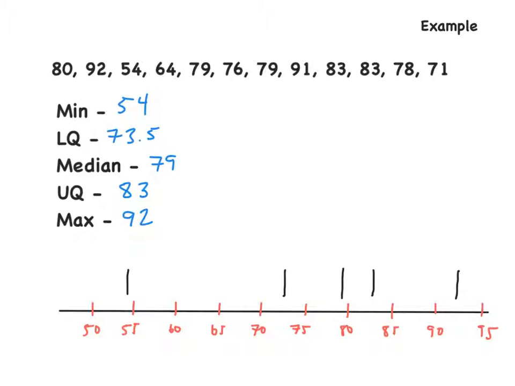Now that we've done those, we need to draw our box and whiskers plot. Remember, create the box around the lower quartile and upper quartile. And then create our whiskers. Now this is our box and whiskers plot.